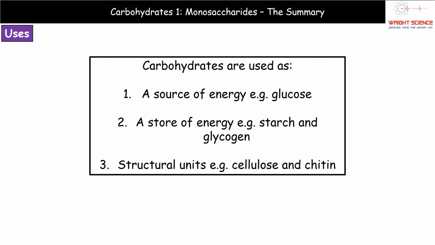Before we delve into the actual structural side of things, it's worth having that little moment to recap on what we actually use carbohydrates for. There's basically three categories of use of our carbohydrates. The first one is that we use them as a source of energy, and the best example that you would have heard about so far is good old glucose. Second one is that we can use them as a store of energy, and back in GCSE you would have definitely heard about starch and glycogen there. And finally, we use them as a structural unit, in things like cellulose in our plant cell walls, or chitin. So three uses of our carbohydrates: energy source, energy store, and structural units.